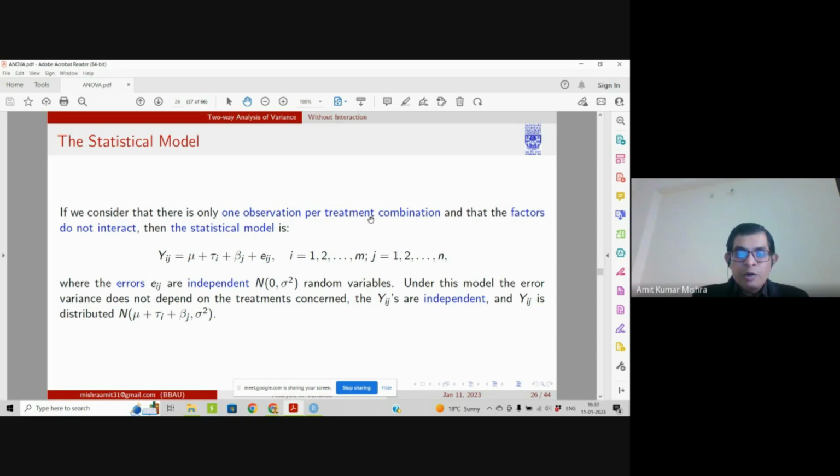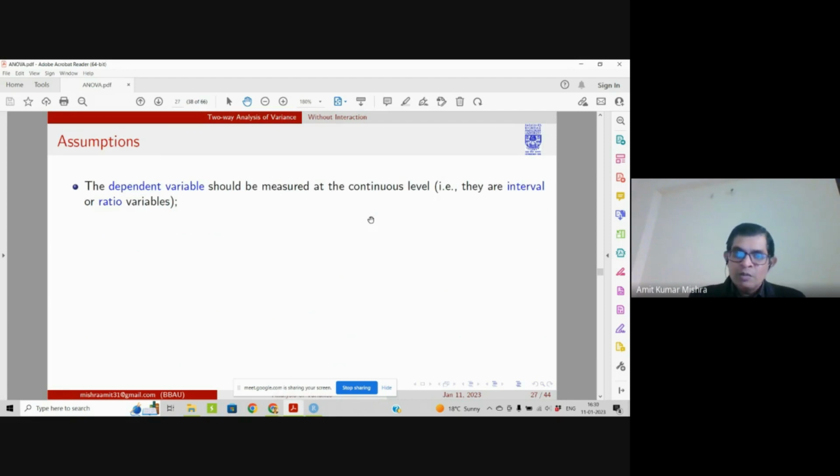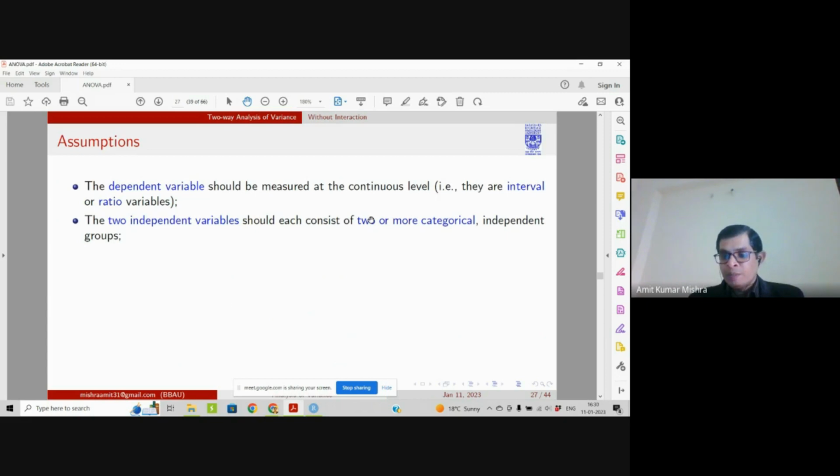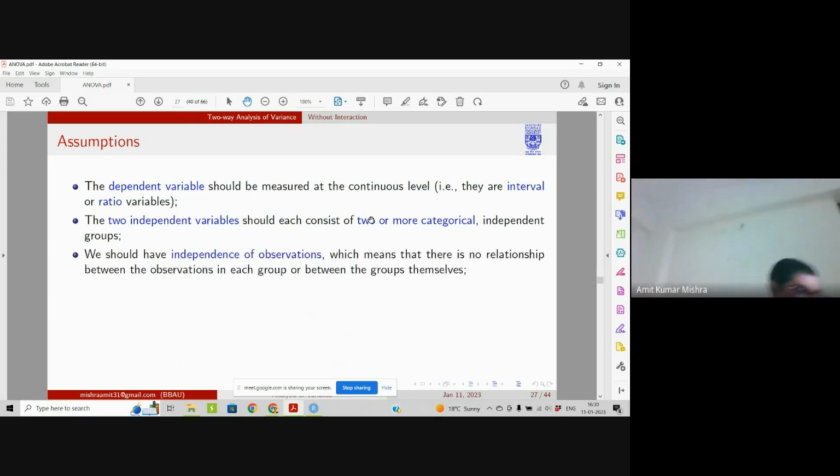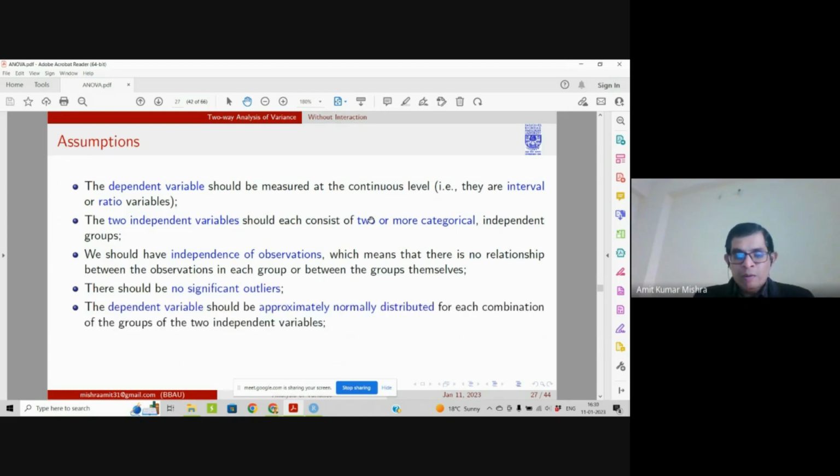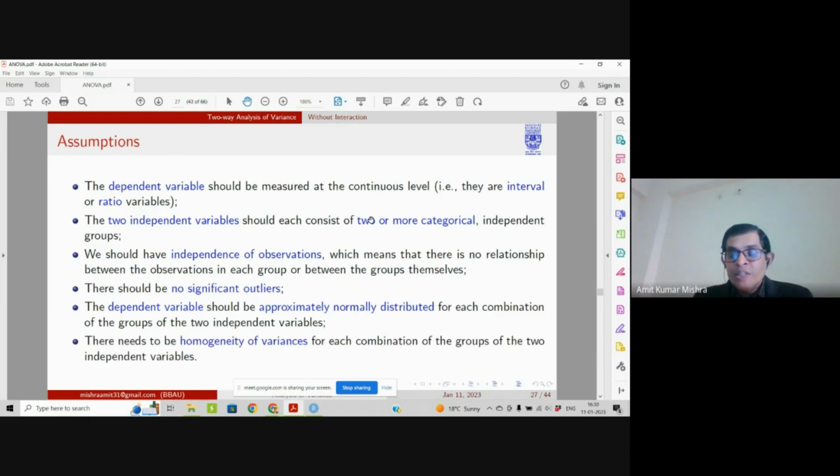So if this is the model, what are the assumptions? Of course, the dependent variable should be measured at a continuous level. The independent variables must be two or more categorical variables. Okay, and independence of observations must be there. Significant outliers must not be there, and of course, normal distribution must be there, and homogeneity of variances must be there. That means variances are the same.